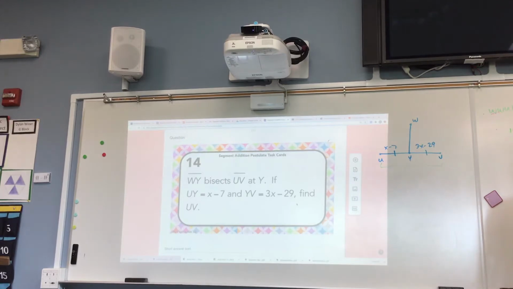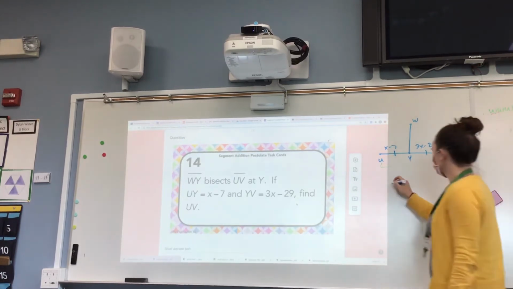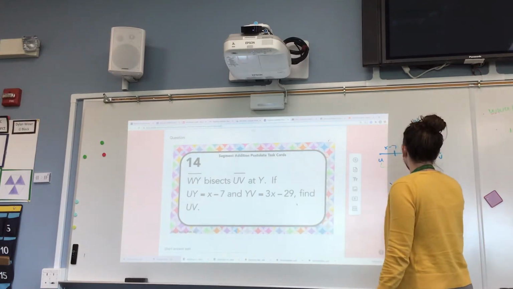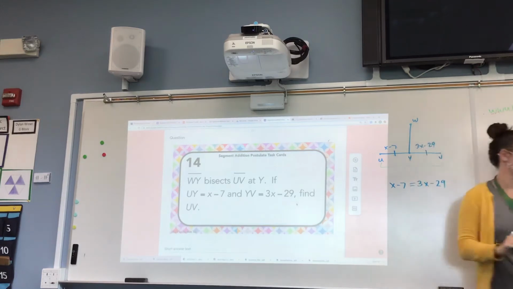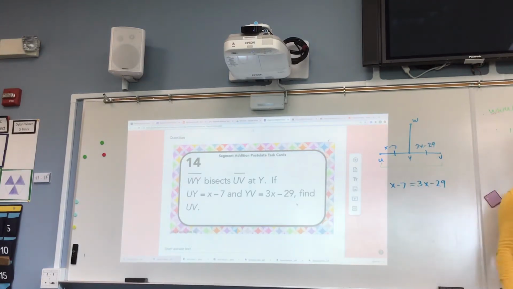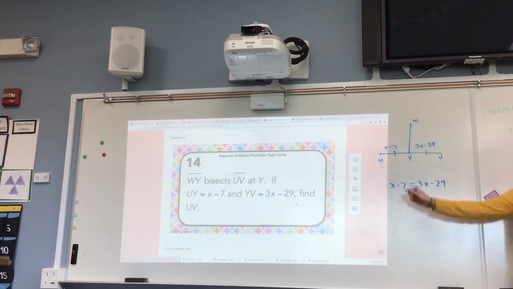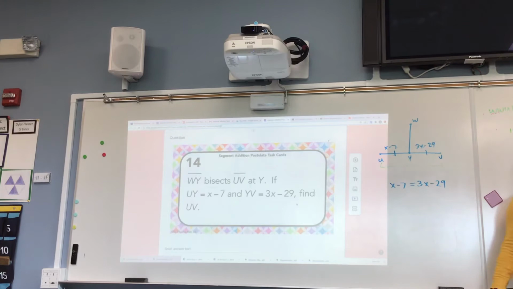Luke. X minus 7 equals 3x minus 29. Okay, why'd you set it up like that? Because since it's a bisect, they're cut in half. And they're both equal on this side. Keep going, Luke. They're both equal, which means you put the equal sign, because we have a bisect, cut in half, midpoint. Thank you. Yes. Okay, so this is the setup.